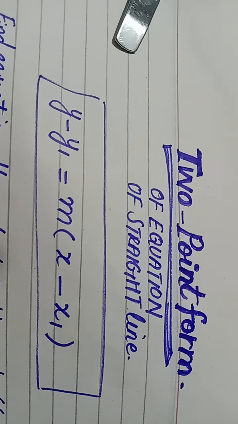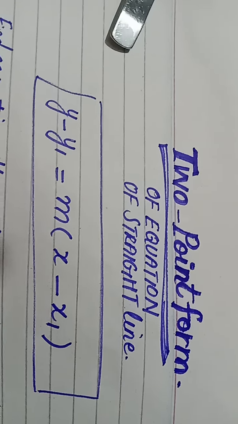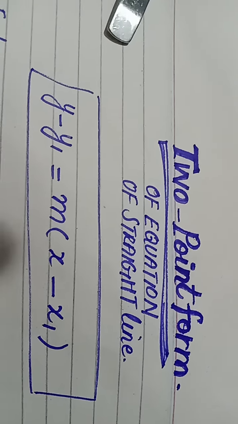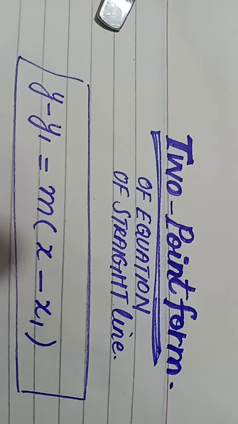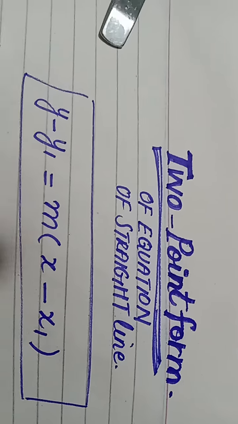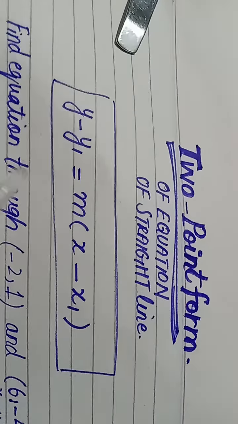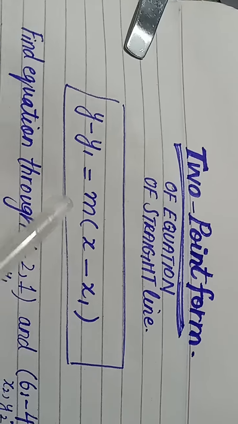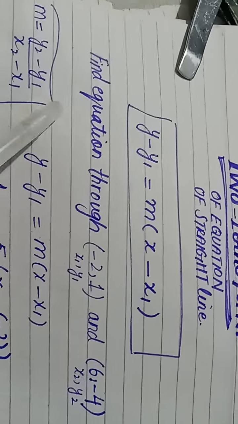Actually, a straight line can be represented in many ways. One of them is the slope-intercept form, and the second method is the two-point form. There are many other methods, but here we are going to discuss the two-point form in order to represent an equation of a straight line. The two-point form is given by y minus y1 is equal to m multiplied by x minus x1.